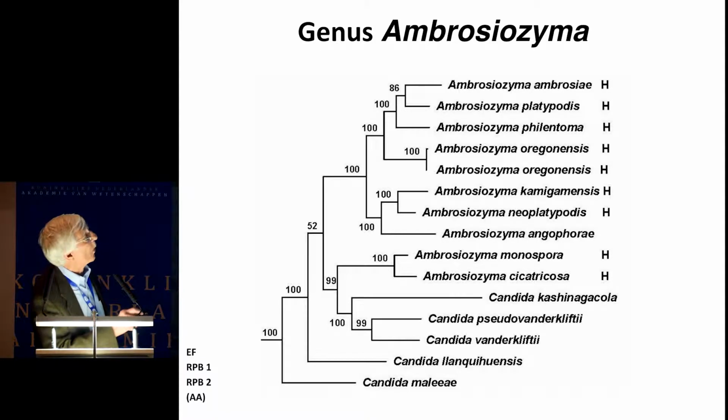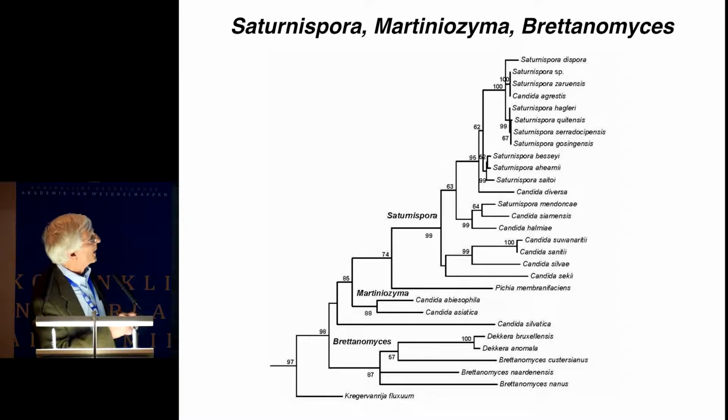And the same is true for Saturnispora. The genus is well supported. This is just a D1, D2 data set, but our more extensive data sets tell us the same thing, that good support, and so we've basically transferred as new combinations some of these Candidas into Saturnispora. Then we had this persistent Candida abesophylla, which persistently ended up initially as a lone lineage, a single species on a long branch. Finally, Candida asiatica came along. And so I just recently proposed naming those as Martiniozyma, a separate genus, and I think we're going to see more of that.